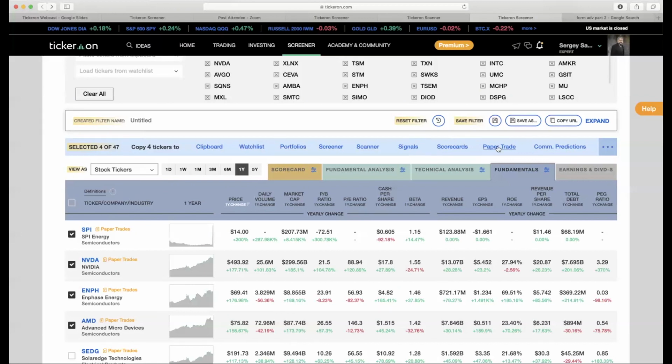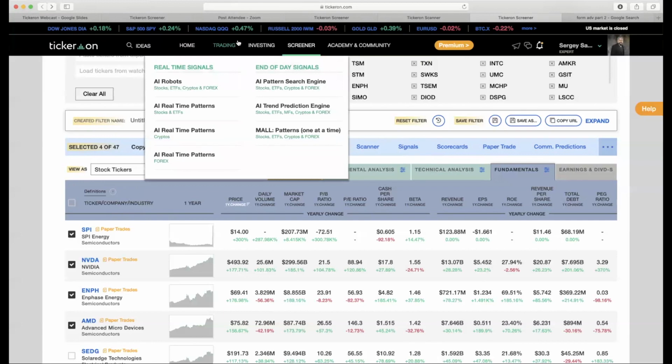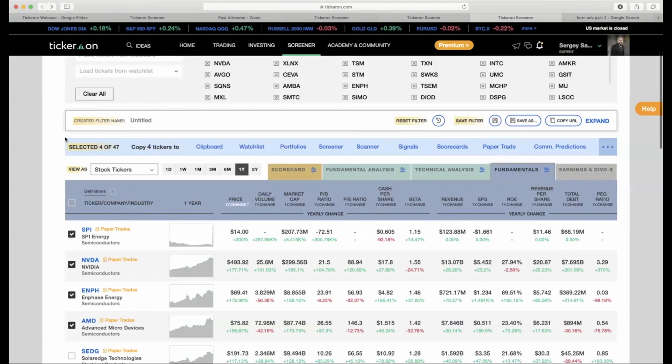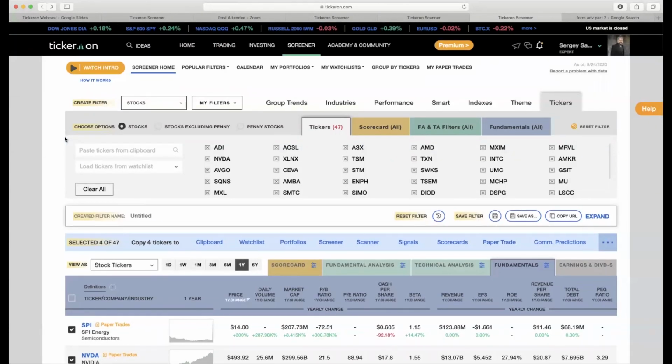Now, the paper trade feature is a very useful feature because if you're like me, you're not going to just throw your money in without doing any due diligence. When I first started trading using Tickeron, I was very careful, and I didn't just jump in right away based on the suggestions. Tickeron has a lot of tools. When I first started trading with Tickeron, one of the tools I used was the pattern search engine, and the pattern search engine would give you signals for when to buy based on patterns.